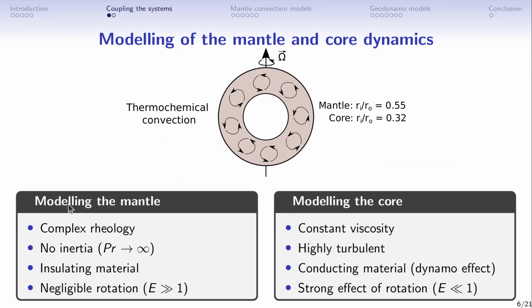In the case of the mantle, there is a complex rheology with a viscosity that depends notably on the temperature, the composition or the deformation rate, for instance, while the core can be modeled with a constant viscosity. Inertia is negligible in the mantle, while the core is highly turbulent. The mantle is made of an electrically insulating material, while the core is conducting, and there is a dynamo effect. And finally, the effect of rotation is negligible in mantle dynamics, while it has a strong effect in core dynamics.